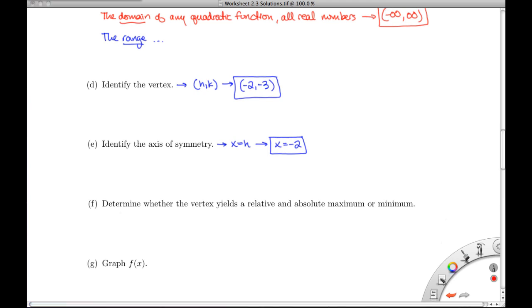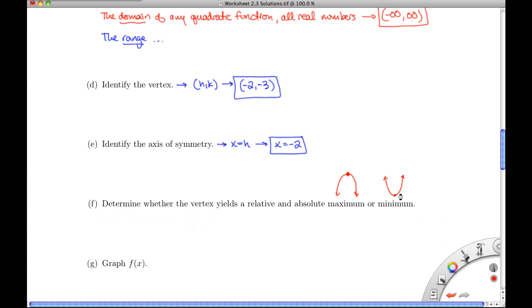And for part F, we want to determine whether the vertex yields a relative and absolute maximum or minimum. Whether or not this vertex does yield a max or a min is going to depend on in which direction our parabola is oriented. So, for example, if we have a parabola that is facing downwards, like this, then we know that the vertex will serve as the maximum value. Whereas if we have a parabola that is opening upwards, or concave up, then our vertex is going to be at the bottom, so it would be a minimum.